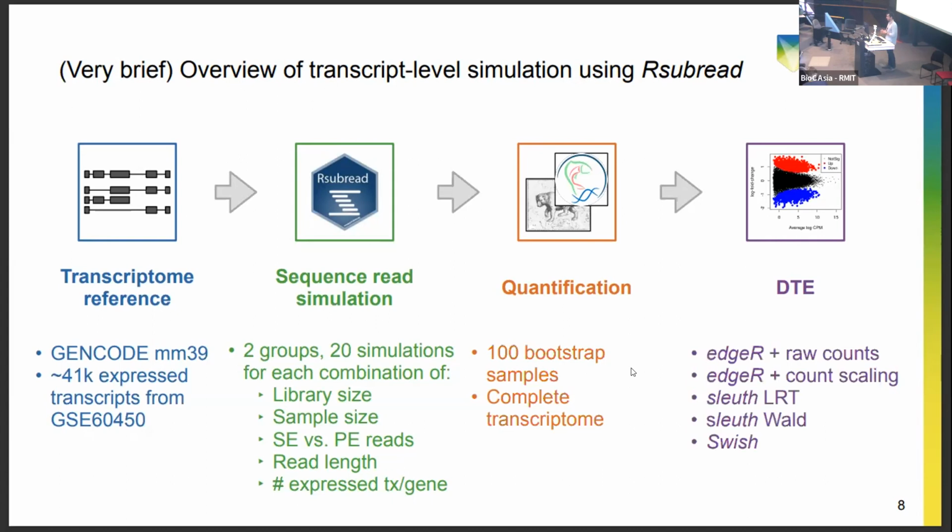And then we compared our count scaling approach not only with edgeR using the raw counts, but also with two commonly used methods for differential transcript analysis, which are sleuth and swish.